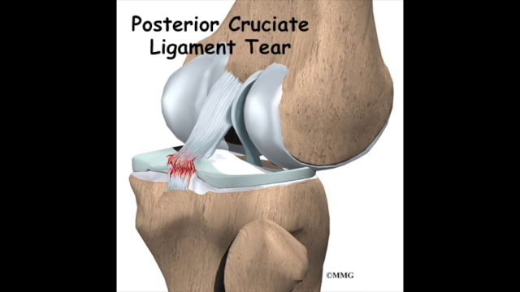Posterior cruciate ligament now. The mechanism most commonly associated is dashboard injuries, an anterior force to the proximal tibia with the knee flexed, a direct blow injury, or a fall onto the flexed knee, usually associated with other ligamentous injuries as well, other PLC injuries, the posterior lateral corner injuries.